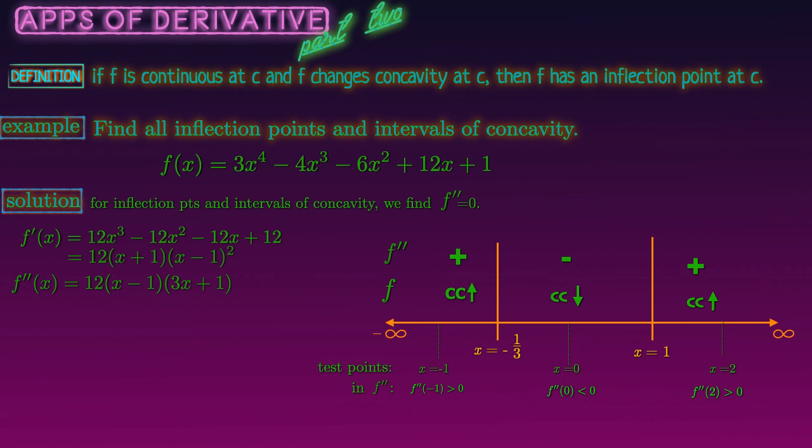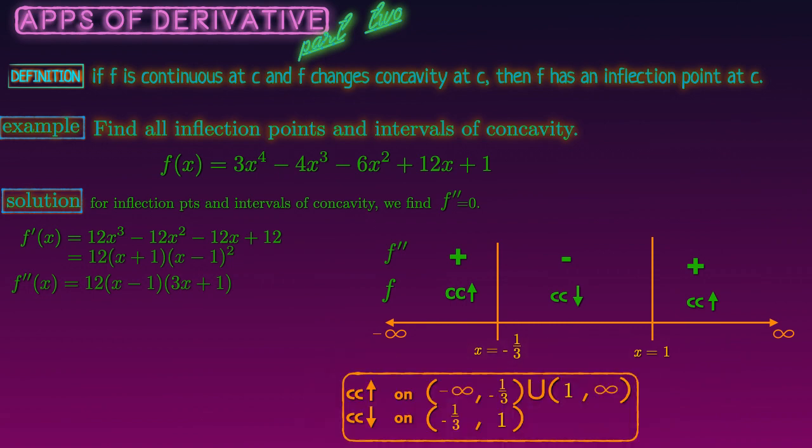So notice that at negative 1/3 it does change concavity, and at 1 also. So we can list the intervals of concavity: negative infinity to negative 1/3, union 1 to infinity, concave up; concave down, negative 1/3 to 1. And we have two inflection points where x is equal to 1 and x is equal to negative 1/3.